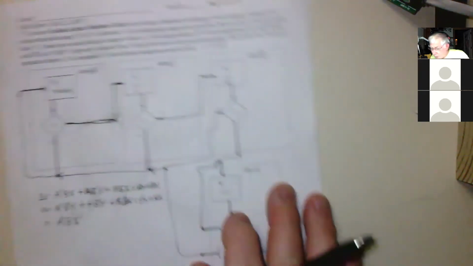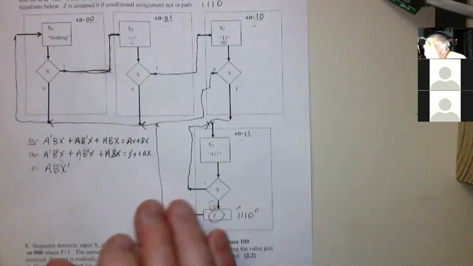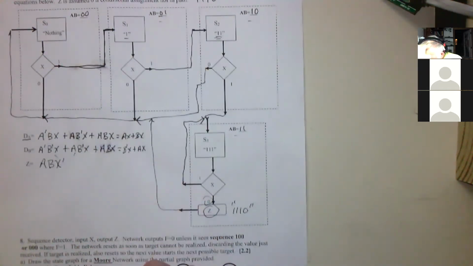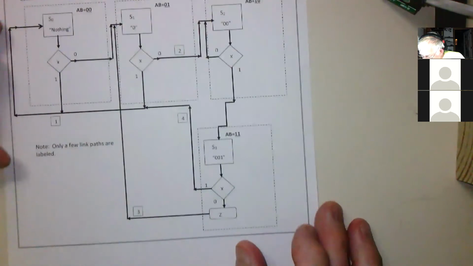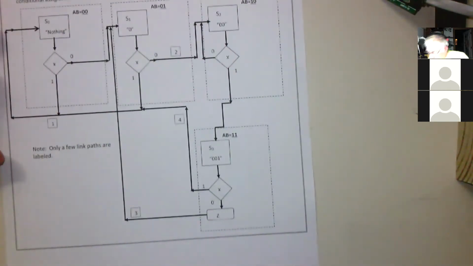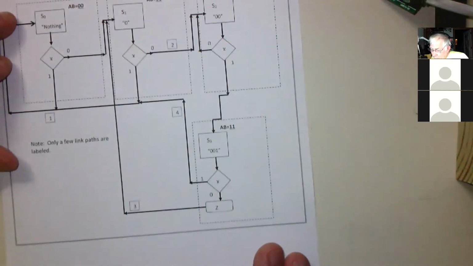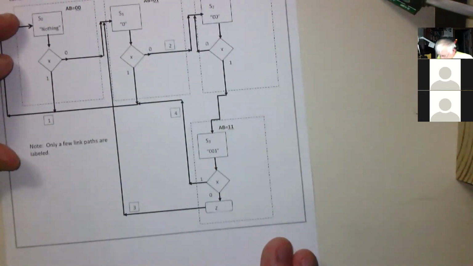So let's look at this one. It's the same thing as we did before. So here's an SM chart. So this is already pretty well done. Well, let me find where I printed them. Okay, so here's one. So here we have links drawn. So you'd use a state machine chart for a problem with an input X and an output Z.